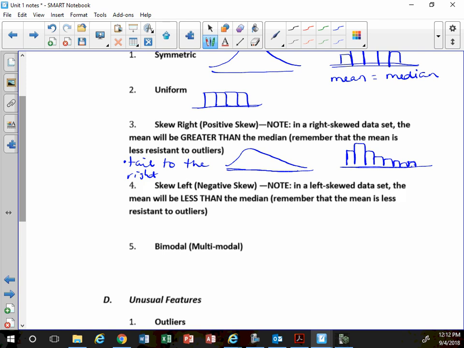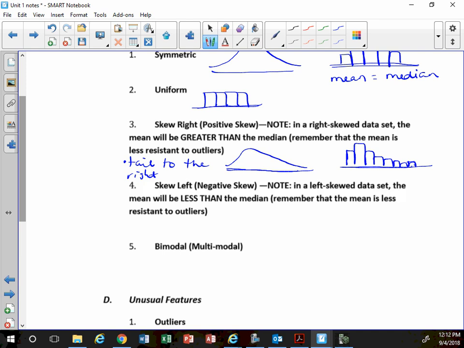So let's think about our mean and median in this. It says the mean will be greater than the median because it's less resistant to outliers. So think about it. If I have a really high value out here, do you guys see how that averaged in would bring up the mean? Does that make sense? Okay. So wherever the tail goes, it's going to pull the mean that direction.